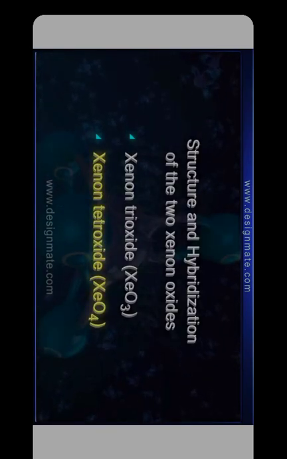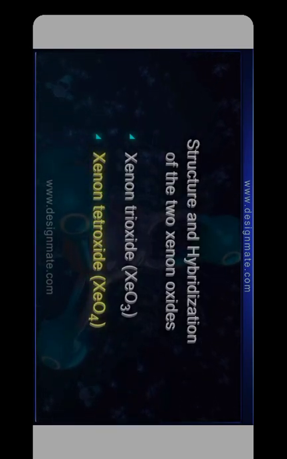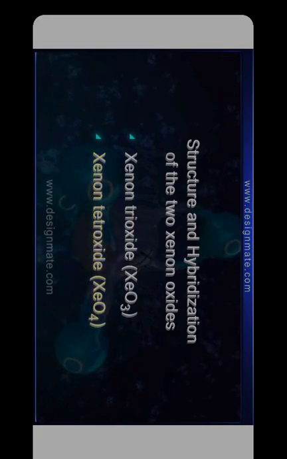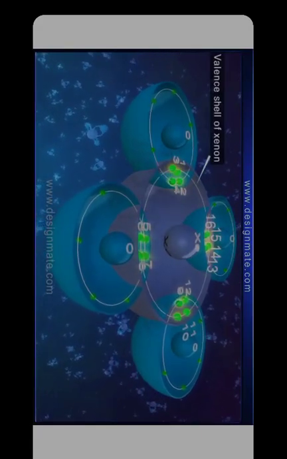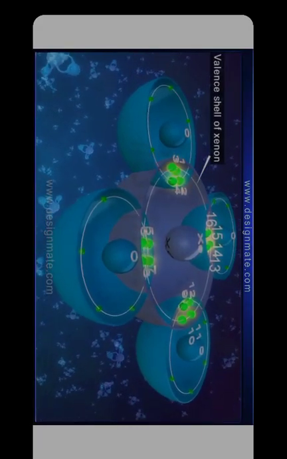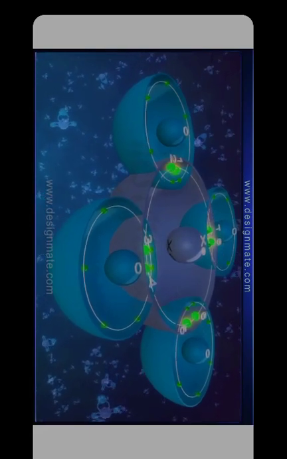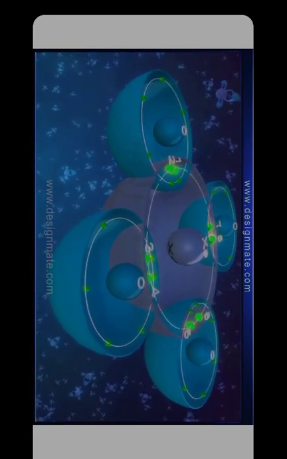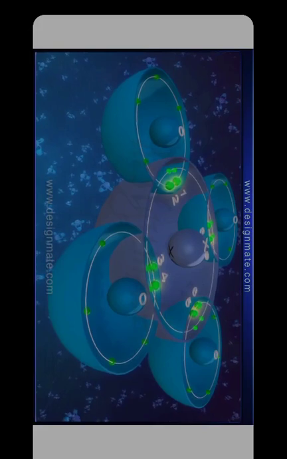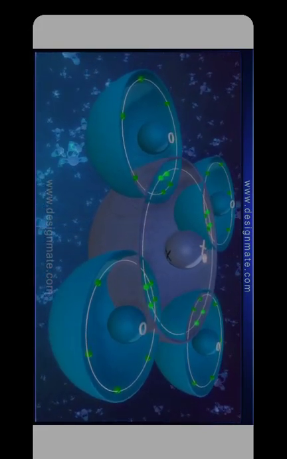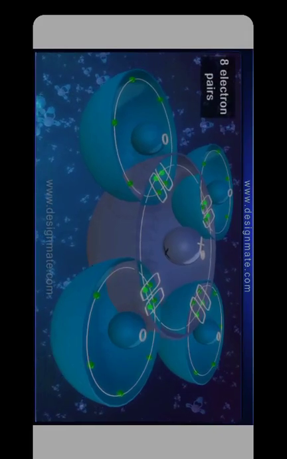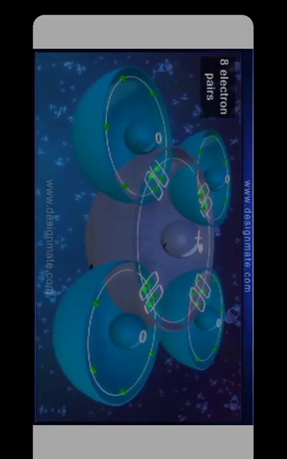Let us now study the structure and hybridization in xenon tetroxide. In this case, the orbital view comprises 16 electrons in the valence shell of xenon, 8 of which are from xenon, and the other 8 belong to the 4 oxygen atoms. Thus, there are a total of 8 electron pairs to be accommodated around xenon.